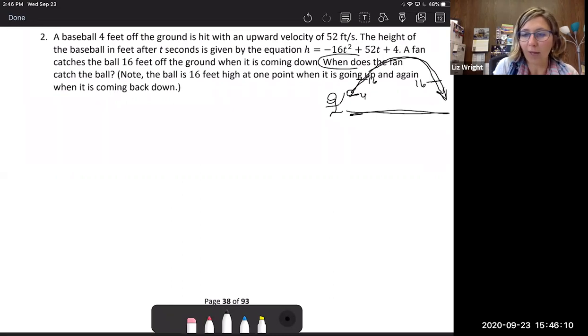Again, it says when does the fan catch the ball? And so we're looking for time. So at what time is it at 16 feet? So we're going to get two different answers. We're going to have to throw one out.